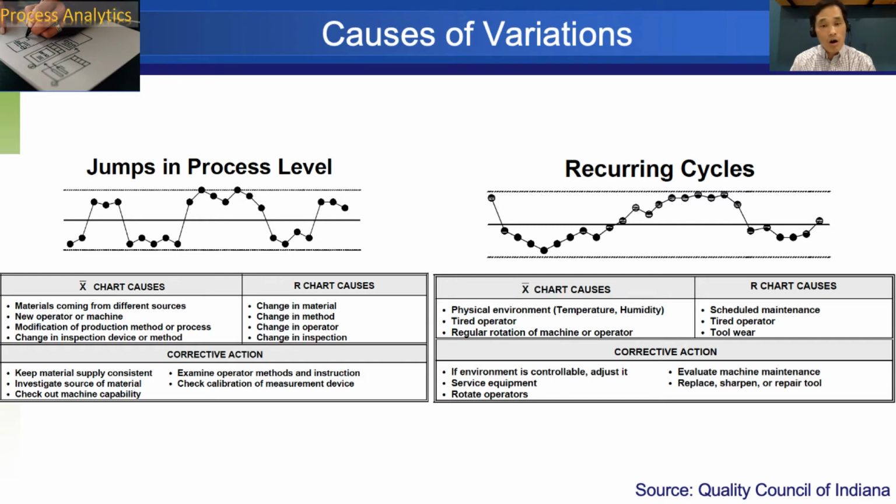If this is happening in an R chart, then it might be because scheduled maintenance is happening periodically, or because of a tired operator or tool wear. Corrective action is that if the environment is the issue, then we have to adjust and control that. Service equipment or rotate operators might be another thing that we can do. Evaluate machine maintenance and replace, sharpen, or repair tools are other options that we can consider.